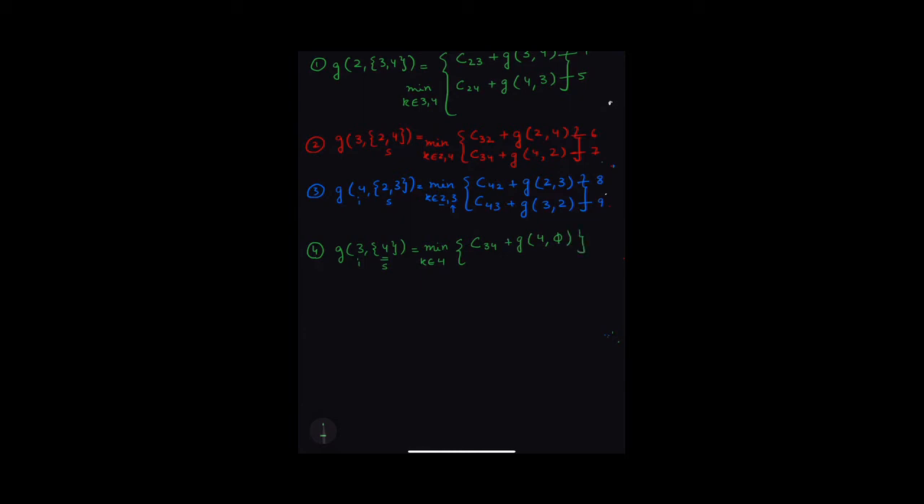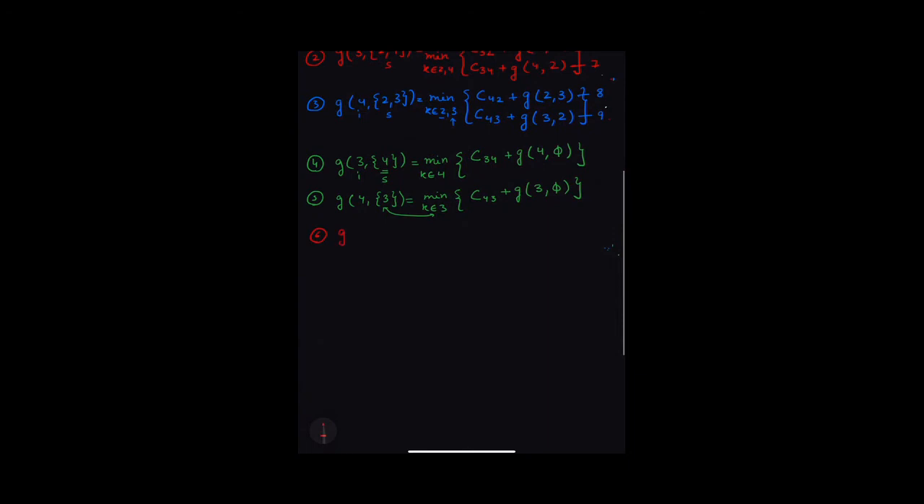Similarly, for equation 5, we will get g of 4, 3. This will be equal to the minimum where k belongs to 3. This will be equal to C of 4, 3 as k is equal to 3 and i is equal to 4, plus g of 3, and if we subtract 3 from our state space, we will get the empty set.